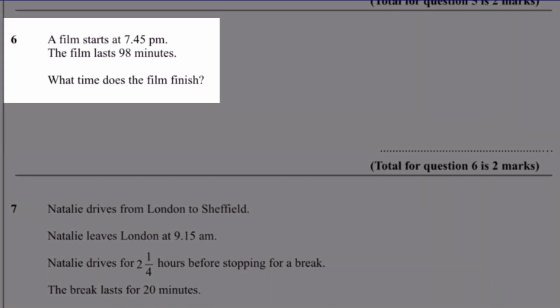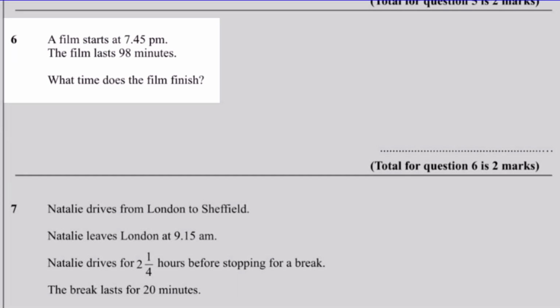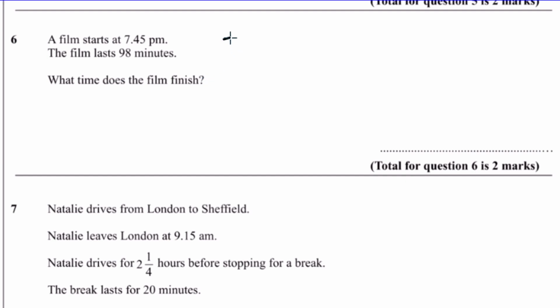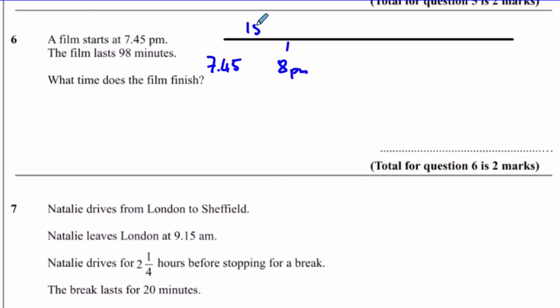Question 6. First thing, read the question. A film starts at 7:45 p.m. The film lasts 98 minutes. What time does the film finish? Okay, there are loads of different ways you can do this. I'm going to use a timeline and I'm going to start at 7:45, and to get to 8 p.m. I have to add 15 minutes. So I've used 15 of my 98 minutes, so there's 83 minutes left of the film.